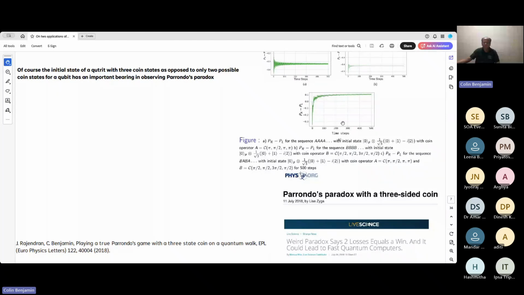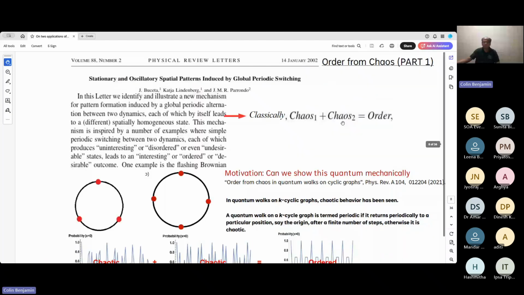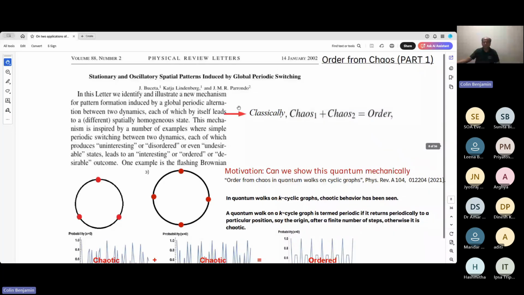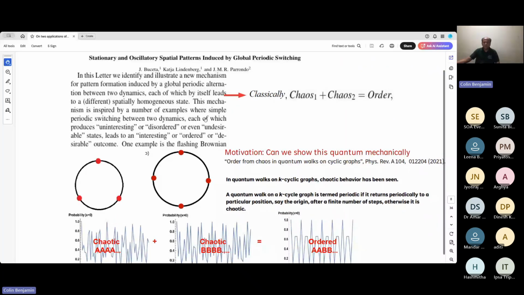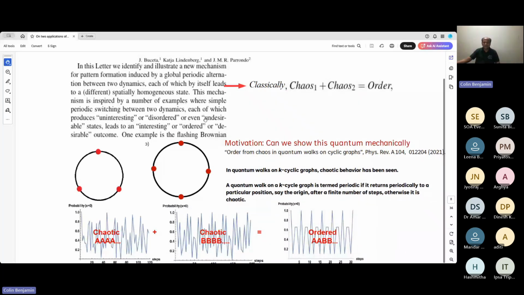Later we said, can we now do something which was shown classically? Classically, it was shown in this PRL work that if you combine two chaotic classical walks, you can generate an ordered walk. So this is the first part of my talk, where we will see how to generate an ordered quantum walk by combining two classical chaotic walks.